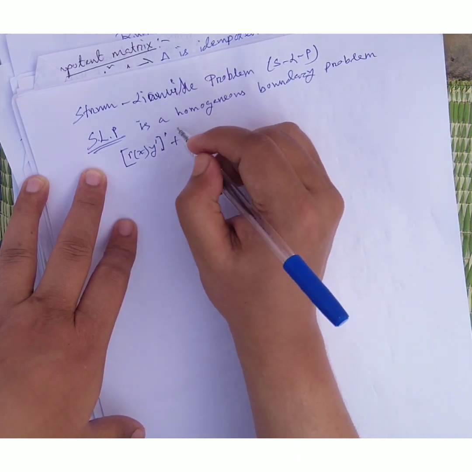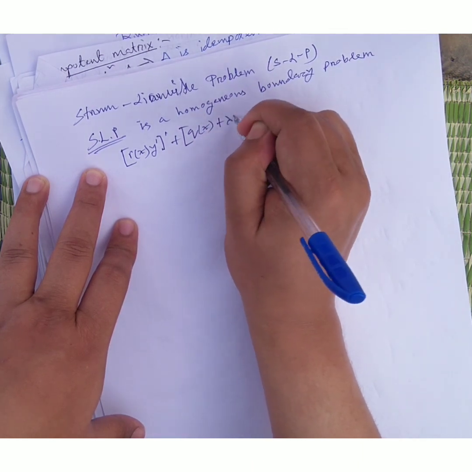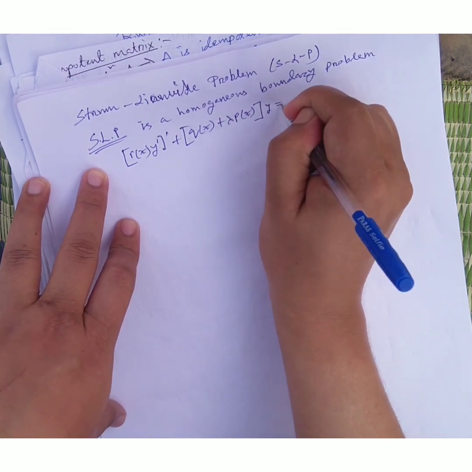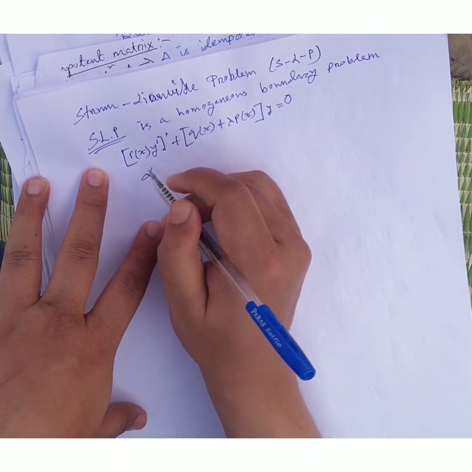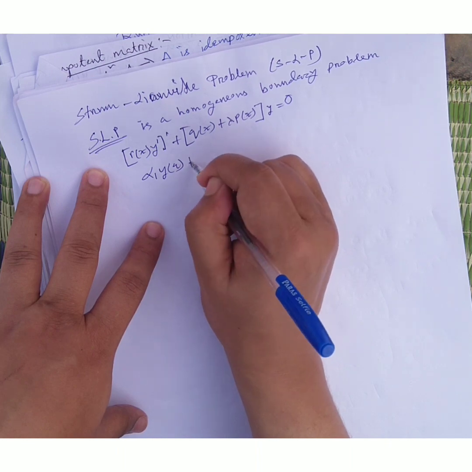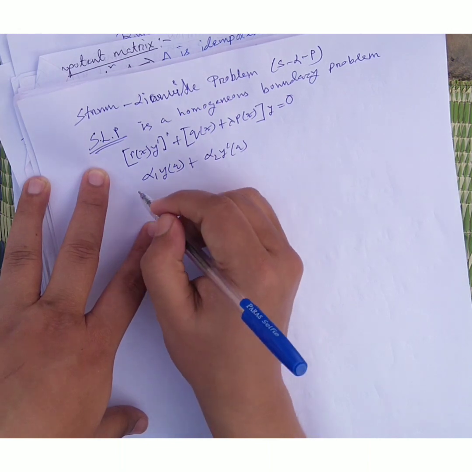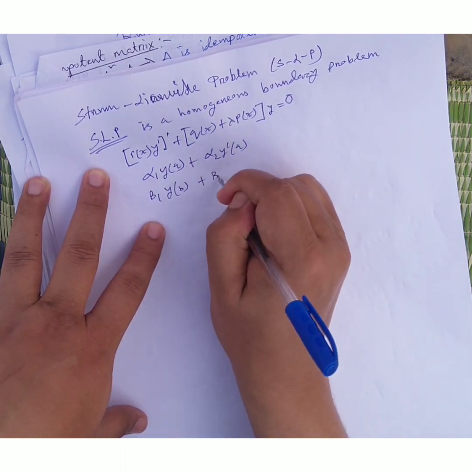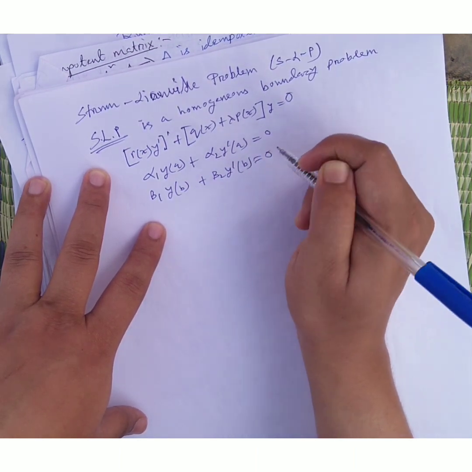(R(x) y dash) dash plus (Q(x) plus lambda P(x)) y equals to 0. And where the boundary conditions I can write alpha 1 y(a) plus alpha 2 y dash(a), and beta 1 y(b) plus beta 2 y dash(b). They are the boundary conditions.